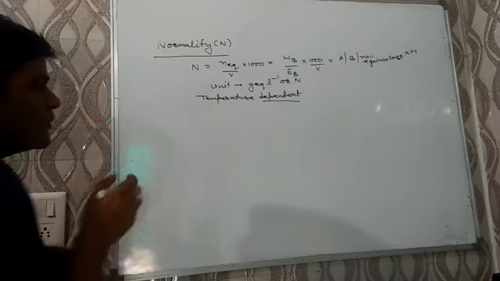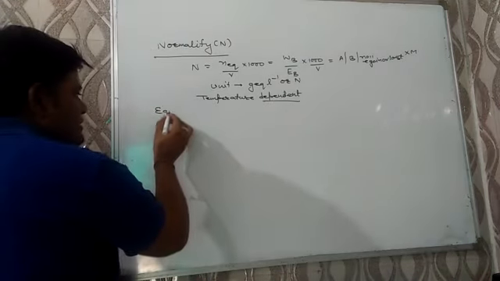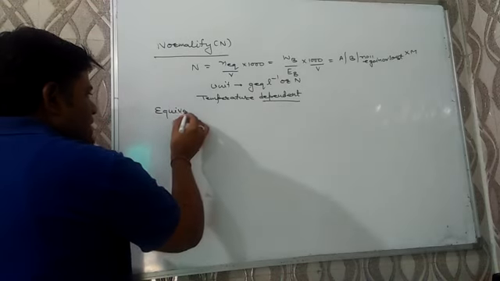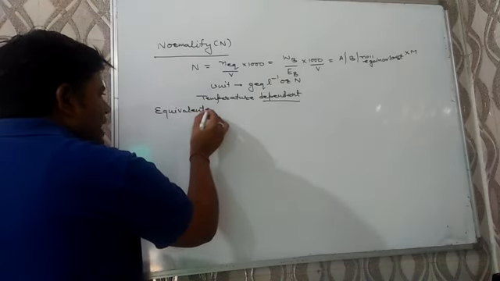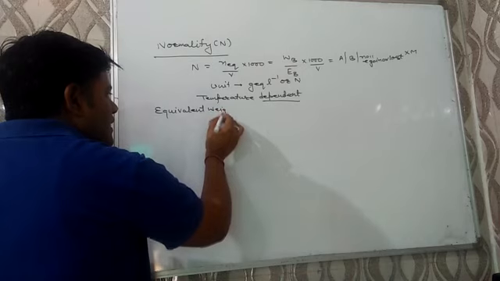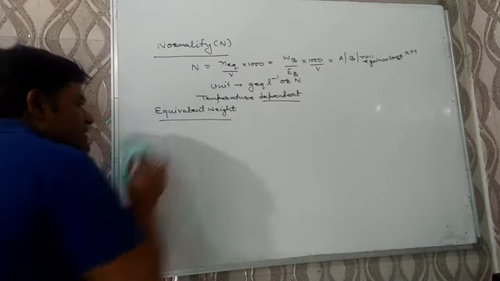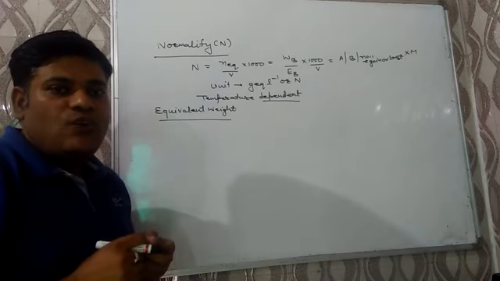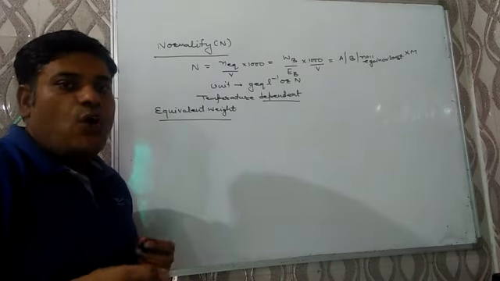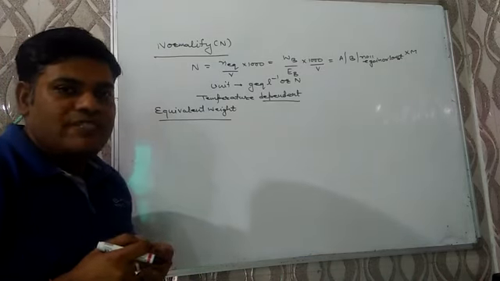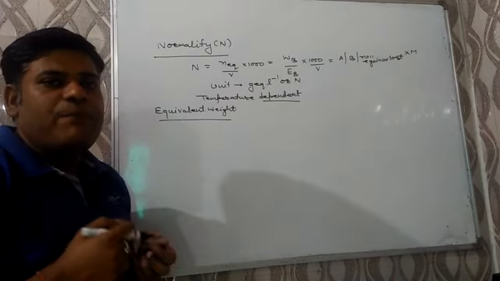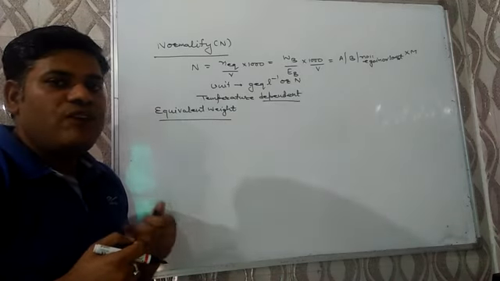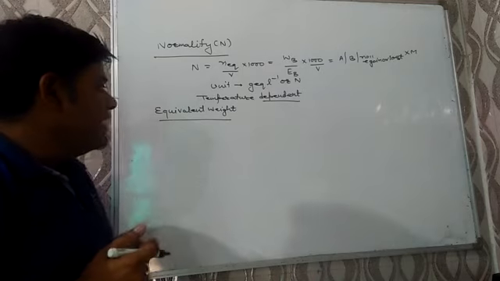Now we have to discuss what is equivalent weight. Earlier I have mentioned, equivalent weight is the weight of an element required to displace 1 gram of hydrogen or combine with 8 grams of oxygen or combine with 35.5 grams of chlorine. That is known as equivalent weight.